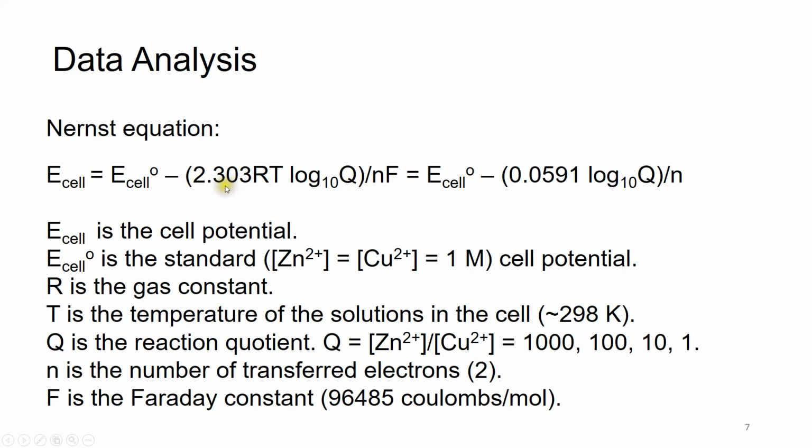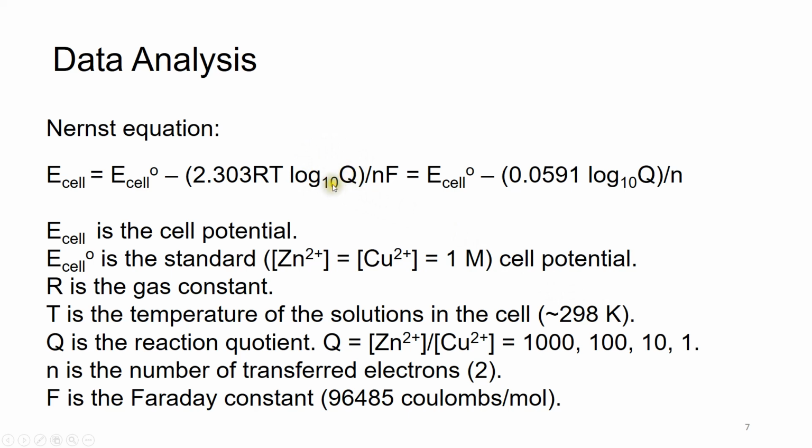In this term, 2.303 is actually the natural logarithm of 10. R is the gas constant, T is the temperature. We're going to assume the temperature is roughly 25 degrees Celsius. And we take the logarithm of Q, the reaction quotient.